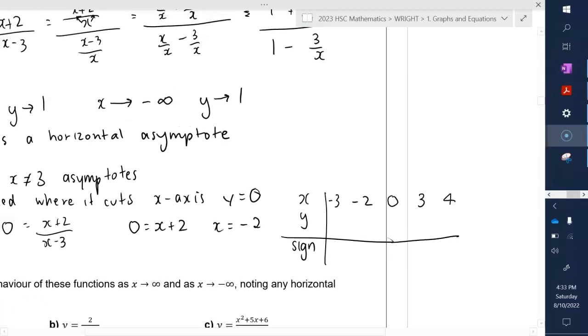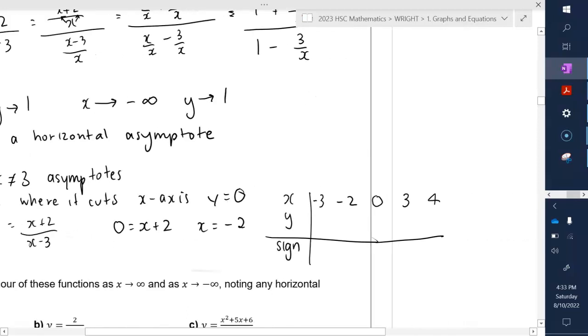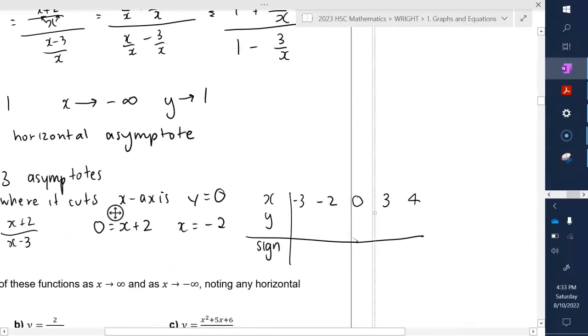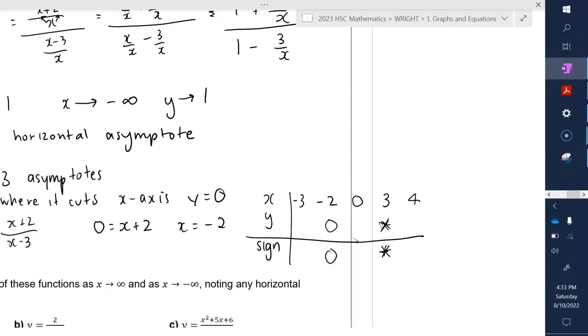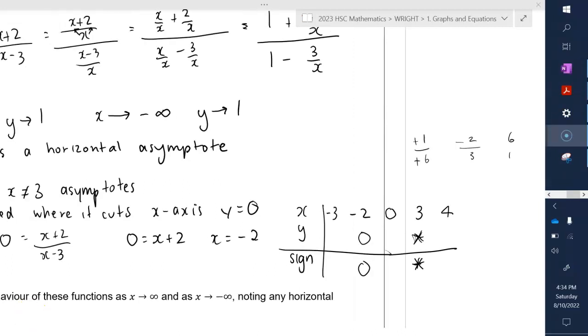Before we put those in, what we remember is x equals 3 was an asymptote. So in that case, we don't have a sign for that one. X equals minus 2 is where it cuts the x-axis, so that was at y equals 0. So we don't really have a sign for that one either. What we get for minus 3, we'd end up with 1/6, which is positive. 0, we're going to end up with minus 2/3 as our value for y, or our function, which is negative. And for 4, we would end up with 6, which is also positive. So we've got all our information there.